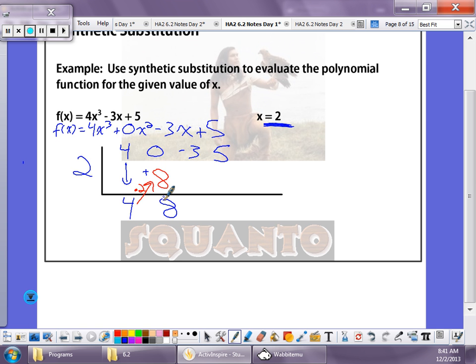And then you're going to repeat the same process again. So 8 times 2 is 16. And then you just do negative 3 plus 16, and you get 13.